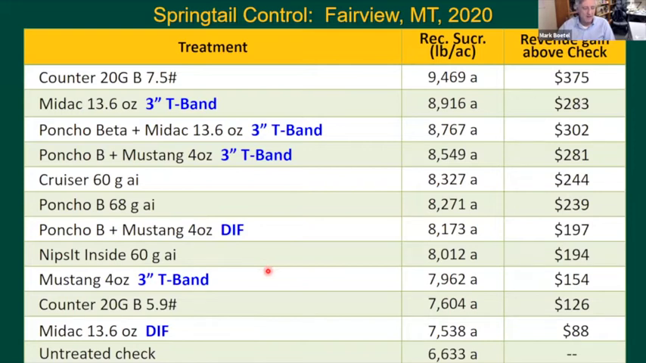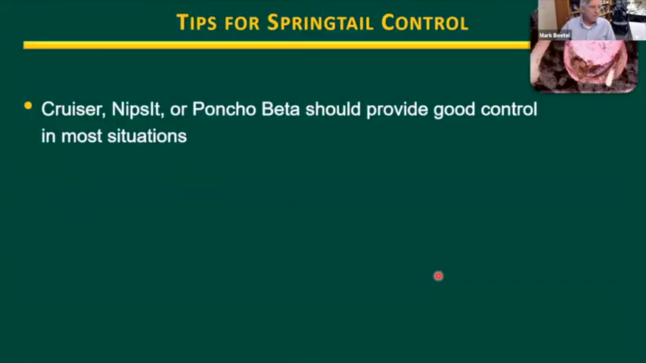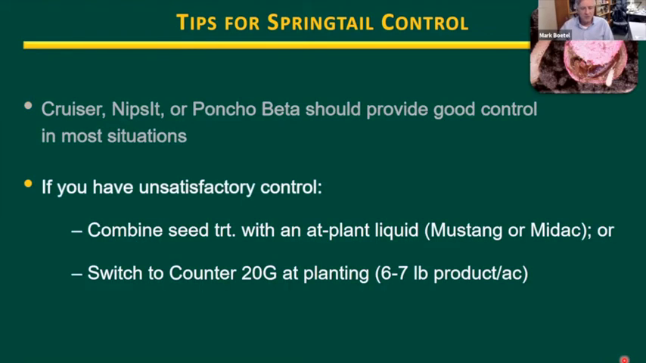Those are kind of the trends, but what we were trying to do is see if we could maybe combine at-plant insecticides with seed treatments. And the findings here suggest that may be a good tool if you're having trouble managing springtails in sugarbeet. So to kind of summarize that part, and then we'll move on to root maggots. The seed treatments in our area should provide pretty good control, but if you do experience what you would classify as a failure or unsatisfactory control, then you might want to combine it with another type of tool at planting.